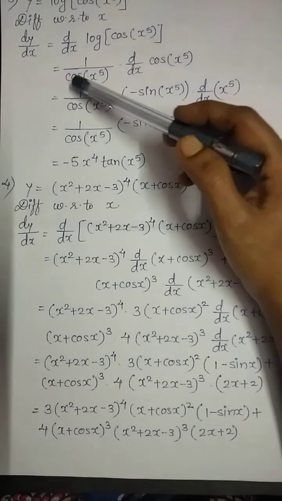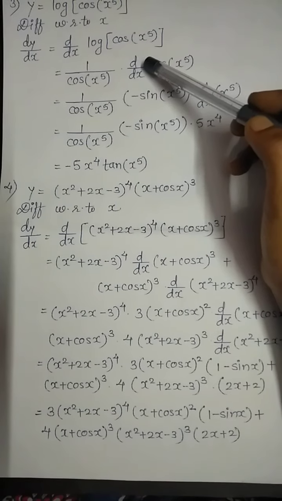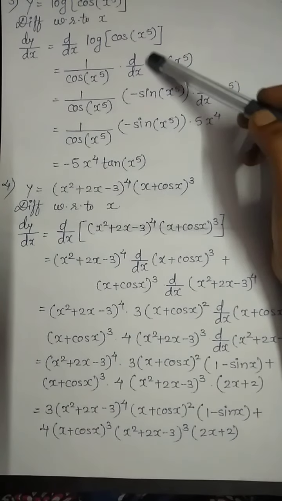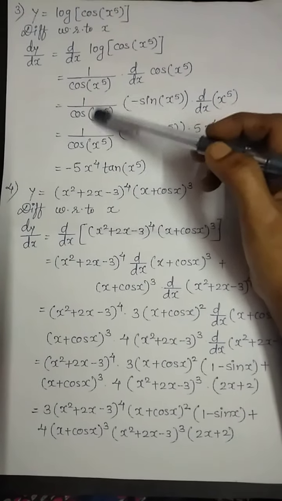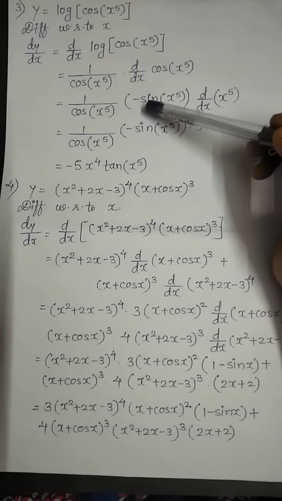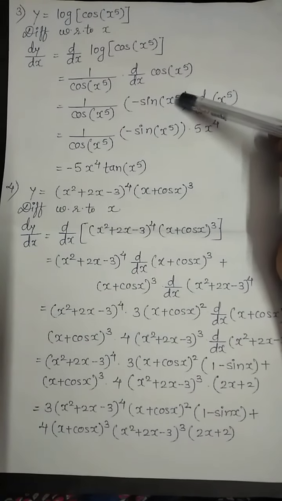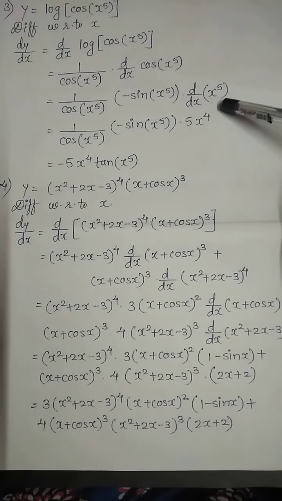But while writing, we are writing the entire term into the derivative of that term we have considered as x. So cos of x raised to 5. In next step, this will be as it is. We know derivative of cos is minus sin. So here we have minus sin of x raised to 5 into derivative of x raised to 5.